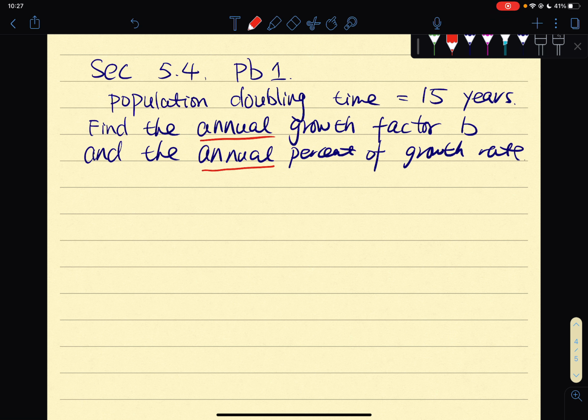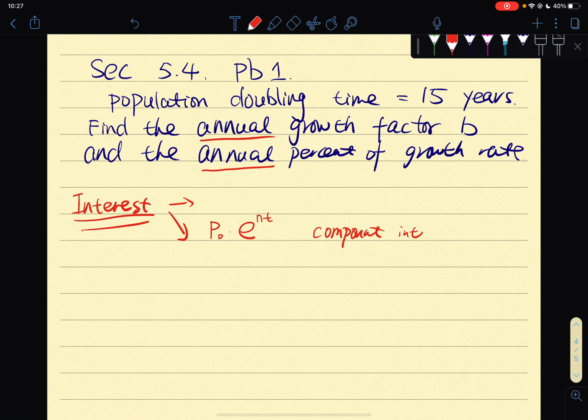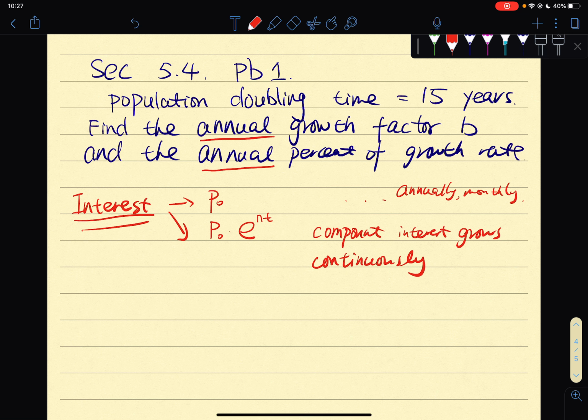If you can recall the interest problem where we had compound interest, you remember we had two sets of formulations. The first one is your initial amount, and then you have e to the power of n times t, where the interest grows continuously. Versus the other formulation for the interest, where it's compounded, let's say, annually or monthly or something like that, right? So it does not change continuously.